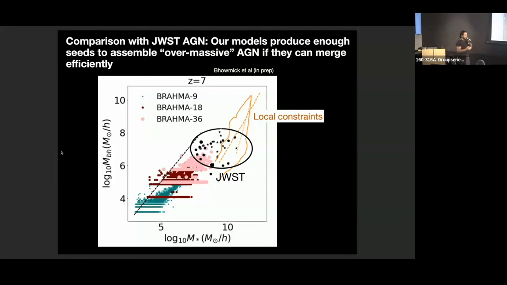And this tells us that generally the community is excited about the possibility of heavy seeding origins to explain these overmassive AGNs. But our simulations show that it is not impossible to form these even with lighter seeds, as long as they form abundantly enough, which they do in our simulations, and as long as they merge efficiently enough.